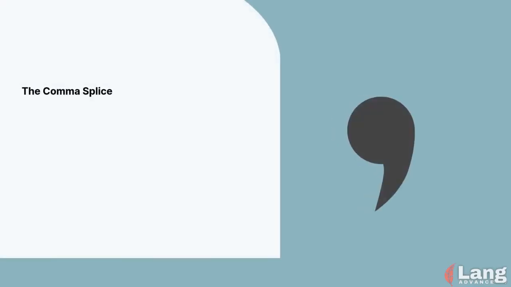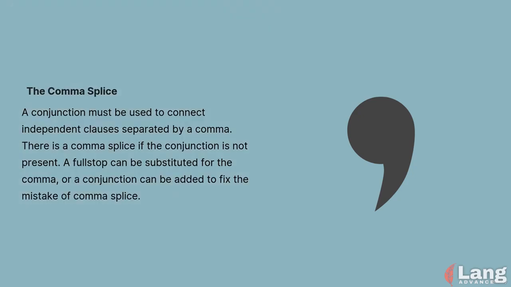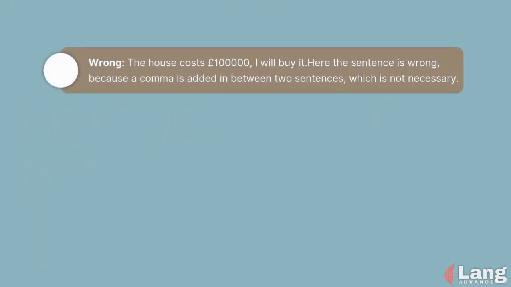The comma splice. A conjunction must be used to connect independent clauses separated by a comma. There is a comma splice if the conjunction is not present. A full stop can be substituted for the comma, or a conjunction can be added to fix the mistake of comma splice. Wrong: The house costs £100,000, I'll buy it. Here the sentence is wrong because a comma is added in between two sentences, which is not necessary.